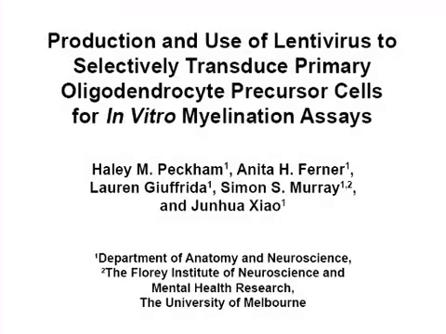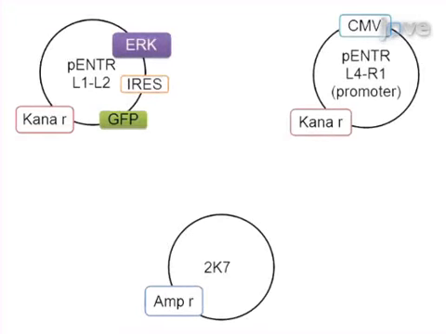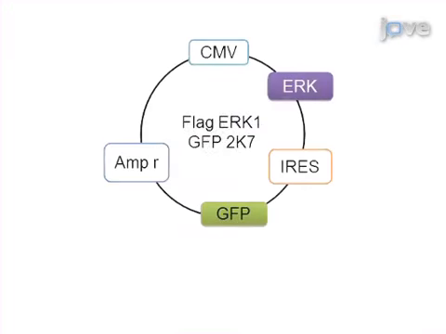The overall goal of this procedure is to virally manipulate oligodendrocyte precursor cells, or OPCs, to overexpress proteins of interest for the in vitro study of CNS myelination. This is accomplished by first cloning a lentiviral vector.